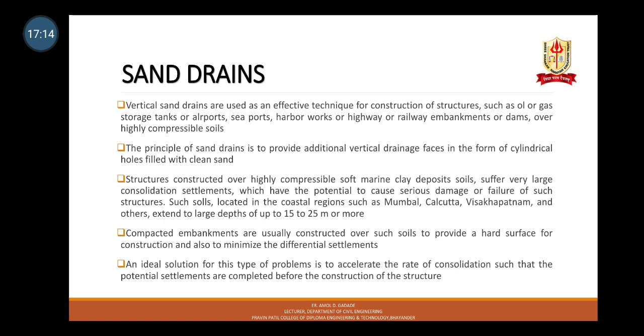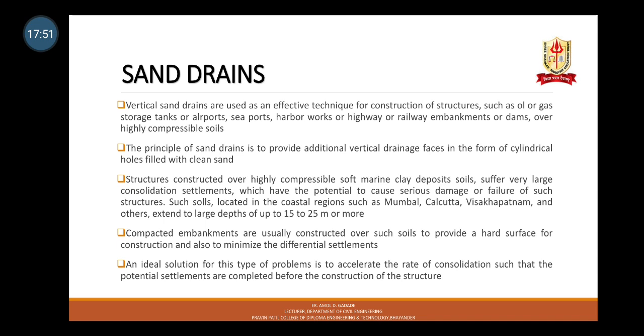Such soils located in coastal regions such as Mumbai, Kolkata, Visakhapatnam and others extend to large depths, up to 15 to 25 meters or more. Pile foundation may not be an effective solution for such conditions. The surface of such soil deposits is so soft that it is difficult to use heavy construction equipment for construction of structures over such soils. The progress of construction is often delayed or halted for several weeks, shooting up the project cost if conventional foundation techniques are used in such soils.